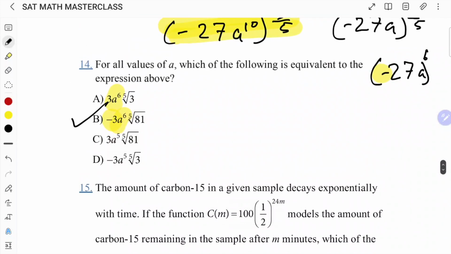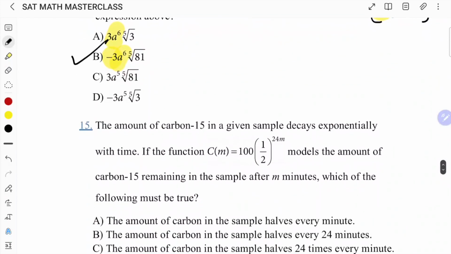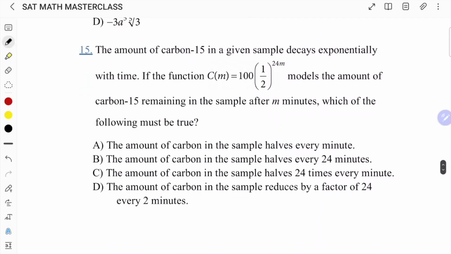Alright, because now in the next few questions, it'll be a bit more tricky, and that's where you need the actual time for the exam. In the next question, it says the amount of carbon 15 in a sample decays exponentially. This is the key word, exponentially. If the function C(m) equals 100 times (1/2) to the power 24m models the amount of carbon 15 remaining in the sample after m minutes, which of the following must be true? So we know that this m is related to 24.